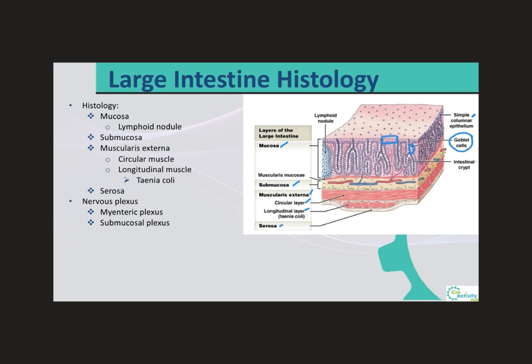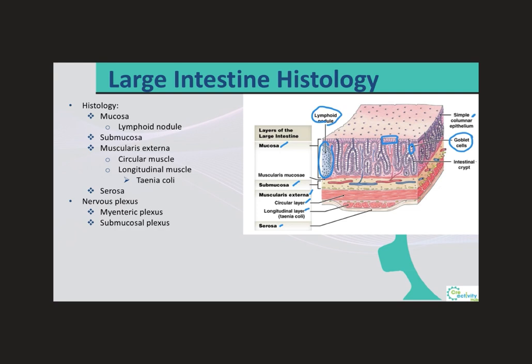Enterocytes will then absorb water and salts as well as vitamins that are produced by these intestinal bacteria, which we have already seen in the small intestine as well. Notice the presence of these large lymphoid nodules that are going to be scattered throughout the lamina propria and that will extend into the submucosa. And this is to help out with any bacterial infection that might occur in the large intestine.